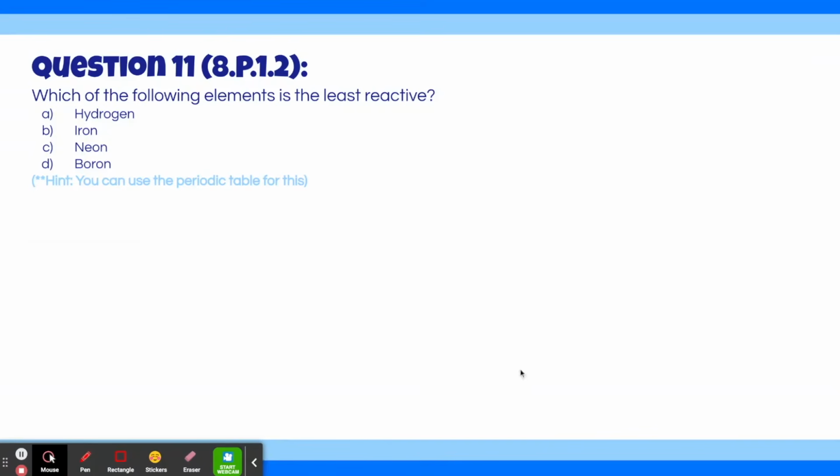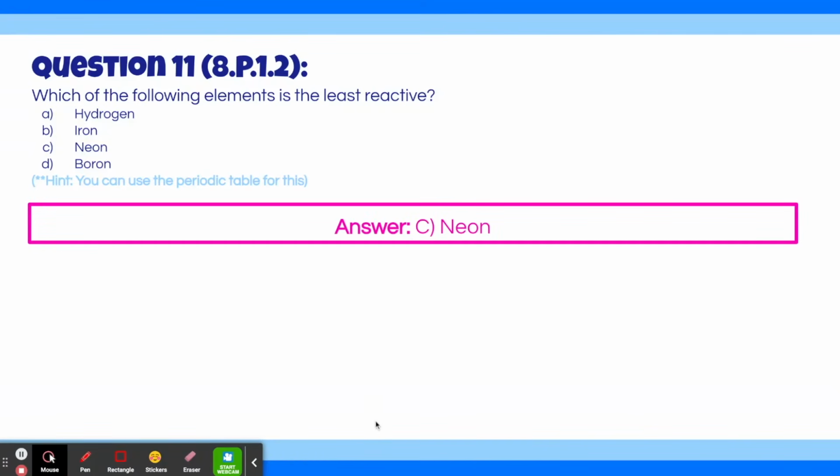Okay, so the answer to this question is C. Neon. Neon is the least reactive because it is a noble gas. There are a few groups you should memorize on the periodic table, and group 18, noble gases, is one of them. So I'm going to put up a list of groups that you should memorize.